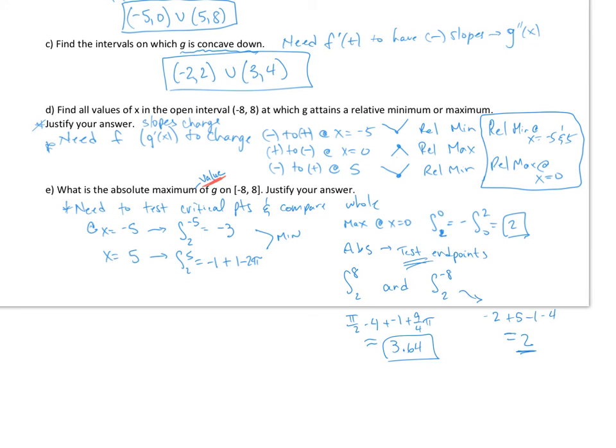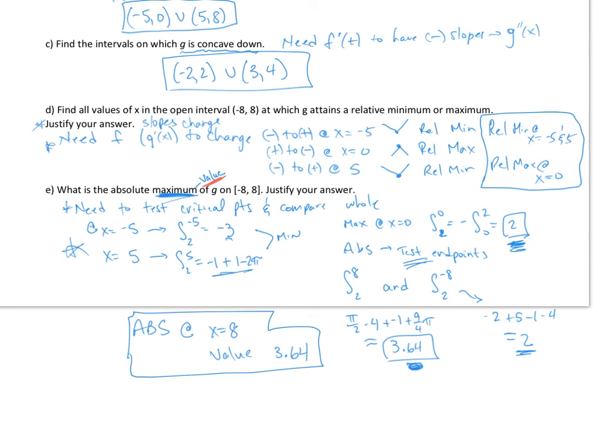So, comparing all these values that we found, we can conclude that the absolute maximum occurs at x equals 8 with a value of 3.64. This is the absolute maximum. These gave me minimums, so I threw them out. These two gave me maximums. I tested this one, but then I also tested the endpoint right here. The endpoint from 2 to 8 gave me this value. From 2 to -8 gave me that value. And then from 0 to 2, which was my relative maximum, was 2. Taking the largest of the three values, this was it, and it occurred at x equals 8, which was an endpoint. So that is how we find the absolute maximum of this function.